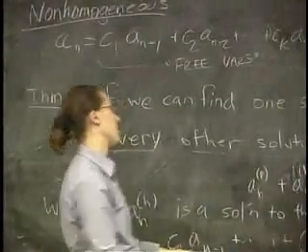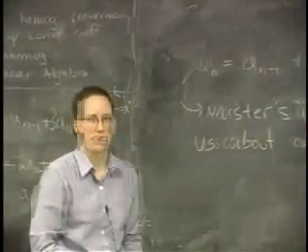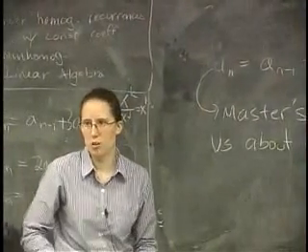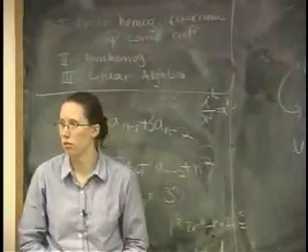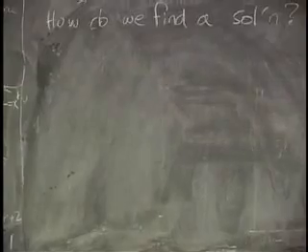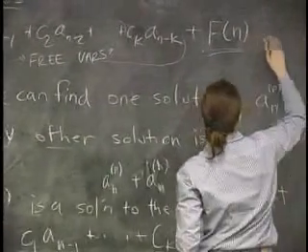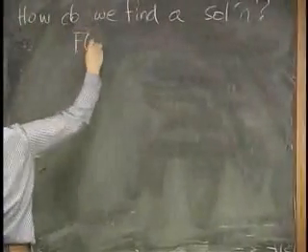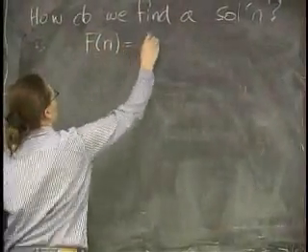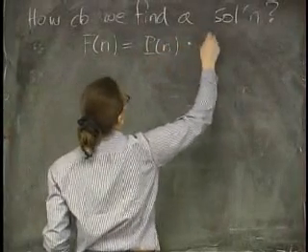Great. This theorem tells us that if we have one solution, then we have a whole bunch. But it doesn't tell us how to find one solution. So the question is, how do we find one solution? We can only do it when f of n is of the form a polynomial times an exponential. So let's assume f of n equals a polynomial times an exponential.